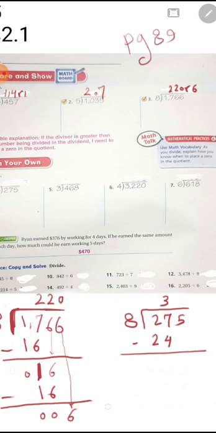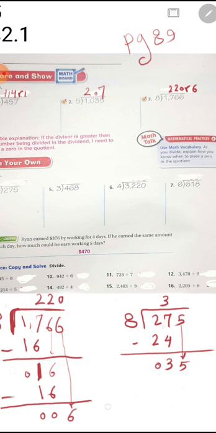Then we will subtract. 7 minus 4 equals 3. 2 minus 2 equals 0. So we have only 3 tenths. Now can I divide 3 on 8? No. What I have to do, I will take the ones and put it here. It will be 35 ones.